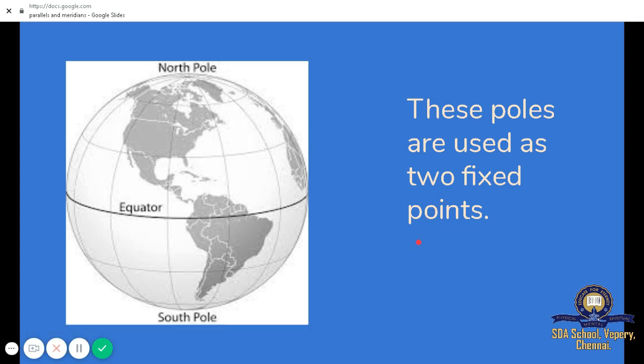Then the length of the parallels decreases as we move away from the equator towards the poles. From the equator, this is the first parallel line, and this is the second parallel line. Towards the pole, the length of the parallel decreases.